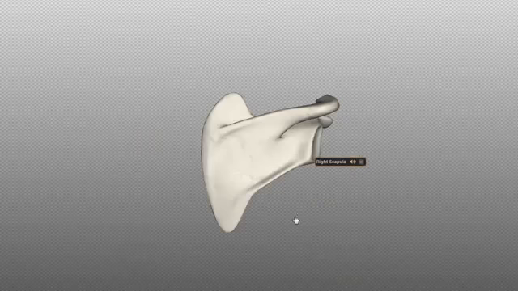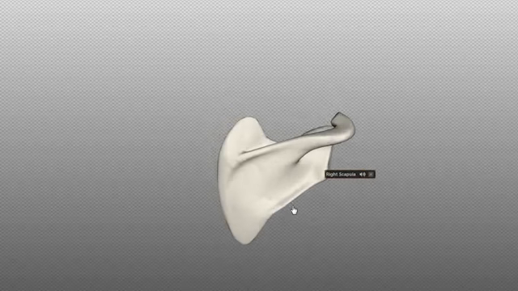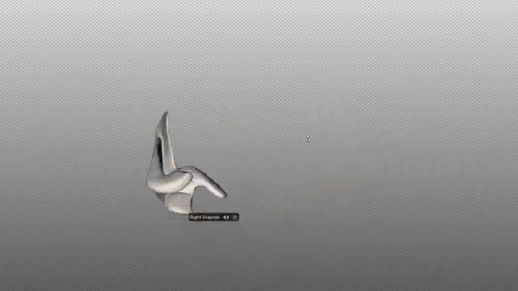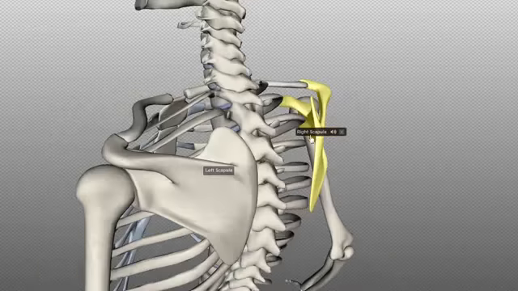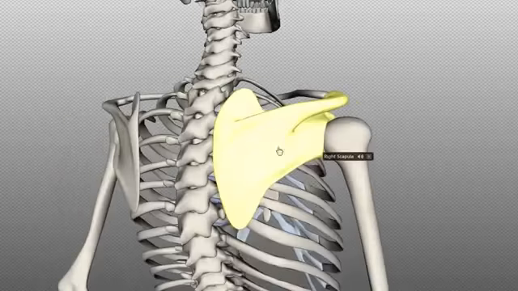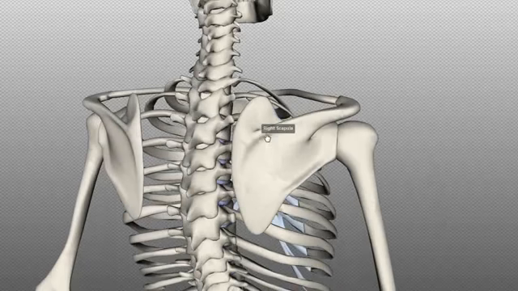You've also got two surfaces of the scapula: the posterior surface and the anterior surface. The anterior surface is the costal surface, which lies against the ribs, and the posterior surface is obviously at the back of the scapula. The posterior surface of the scapula is divided by the spinous process into two halves.